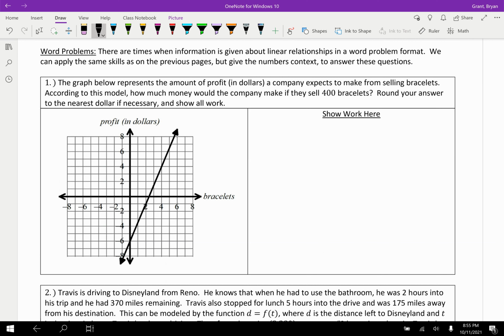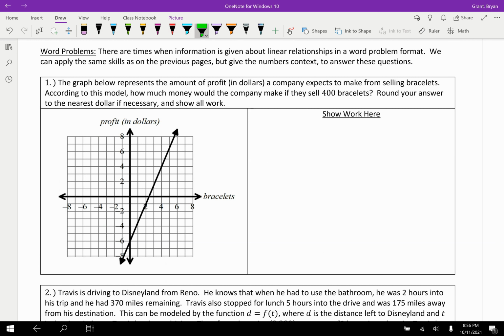The graph below represents the amount of profit in dollars a company expects to make from selling bracelets. According to this model, how much money would the company make if they sell 400 bracelets? Round your answer to the nearest dollar if necessary, and show all work. Well, let's take a look.